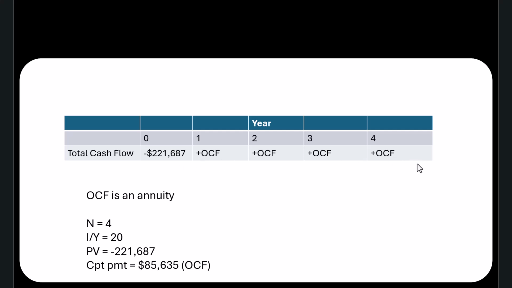So now our cash flow diagram looks like this: minus $221,687 and then we have some operating cash flows for 4 years. Now the OCF is an annuity, so we can solve for it. If you're using a financial calculator, n equals 4, the interest rate is 20%. The present value is 221,687, actually negative 221,687. And when we compute the payment, we get the operating cash flow of 85,635.